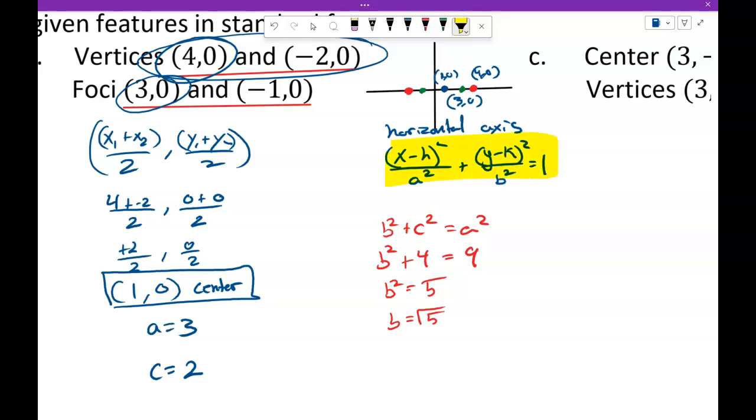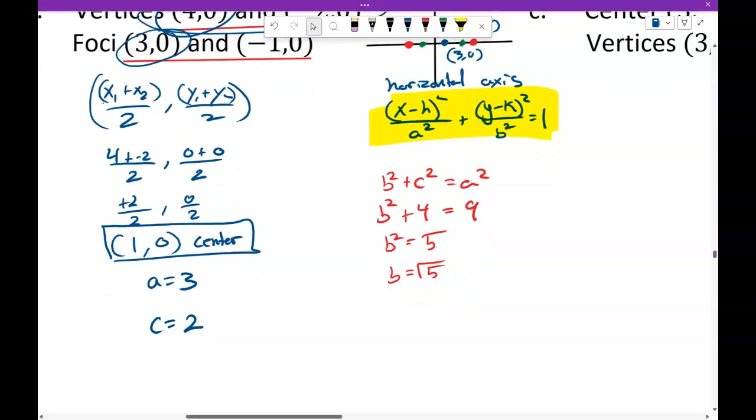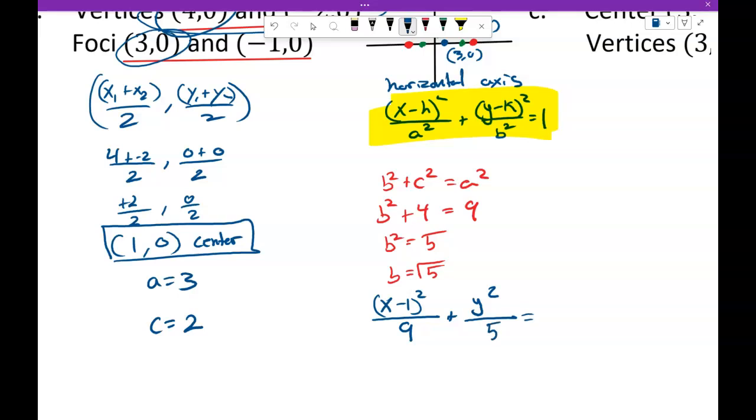We'll go back to our equation, and we'll substitute the values in. Our center was located at (1, 0), so (x minus 1) squared. And since it's a horizontal axis, a is going to be underneath the x squared term, so a squared is 9. Plus y minus 0, we don't need to include that, so it's y squared over our b squared, which is 5, equals 1.